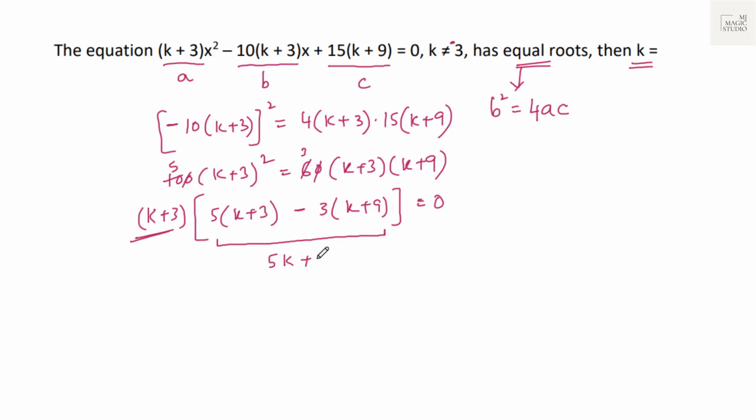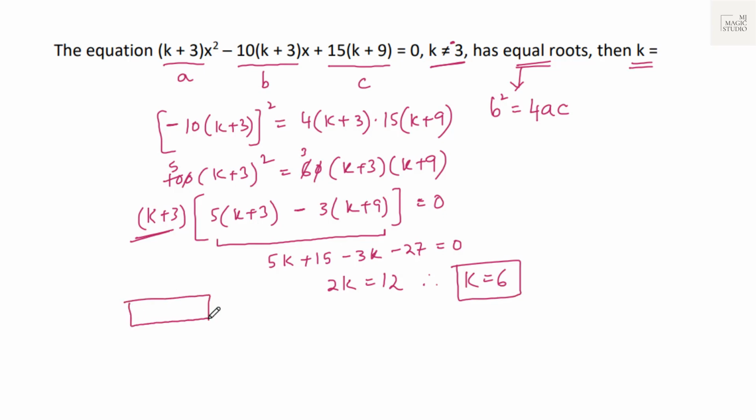So 5k plus 15 minus 3k minus 27 equals to 0. 2k equals 27 minus 15, that is 12, which will lead us to k is equals to 6. Yes, if it is k is not equals to 3, then we will end up getting two values: k is equals to minus 3 and k is equals to 6. But it should be k is not equals to minus 3, then k should be equals to 6, because it is a theta type format where we need to type in this value. We will type in 6 and 6 would be the answer.